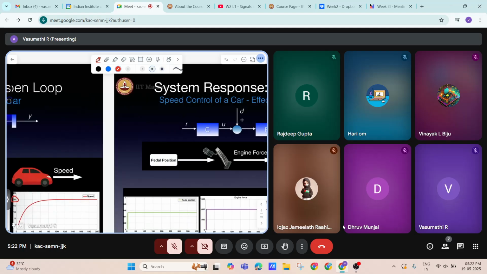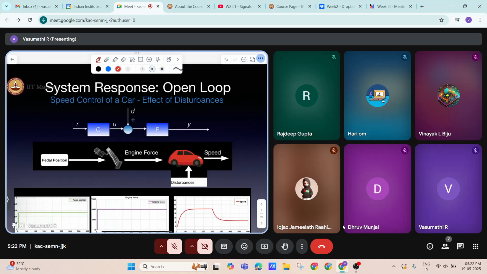But here comes the problem. Ideally the system is good if the plant is free of any disturbances, and the system will behave like that. The system will give 200 kilometers per hour. We will keep the unit in kilometers per hour, 200 kilometers per hour.